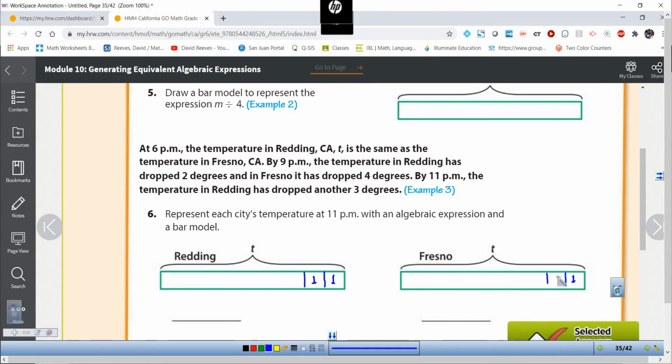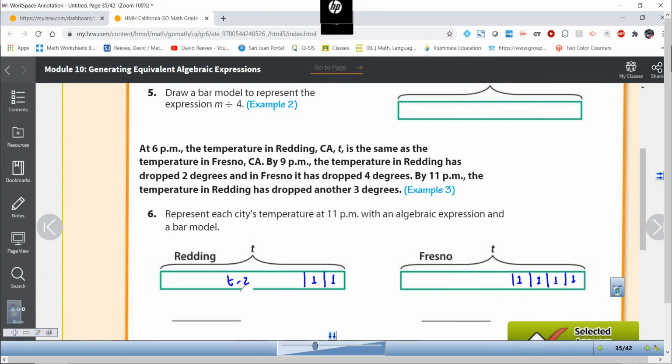And again, in a perfect world, these would all be exactly the same size because they represent the same thing. This is just a sketch. All right. So now what do I have? Now in Reading, I have T minus 2 left. And in Fresno, I have T minus 4. I don't know what that original temperature was for either. This one went down by 2. This one went down by 4.